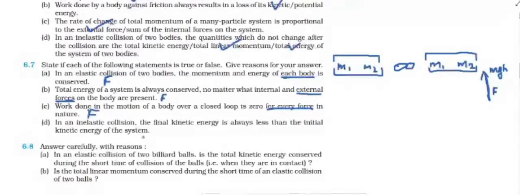Then next, part D: in an inelastic collision, the final kinetic energy is always less than the initial kinetic energy of the system. There you have proved that during an inelastic collision, kinetic energy decreases. Therefore, you can take this statement as true. But there are exceptions. Such exceptions you are not studying, therefore you need not go into those details. Whatever you have studied, according to the scope of your syllabus, you take the statement as true.